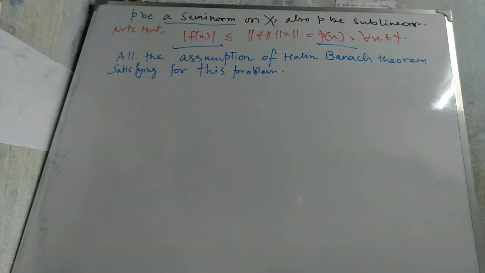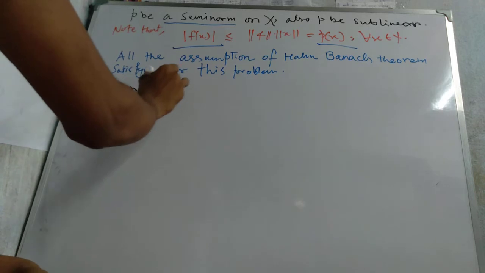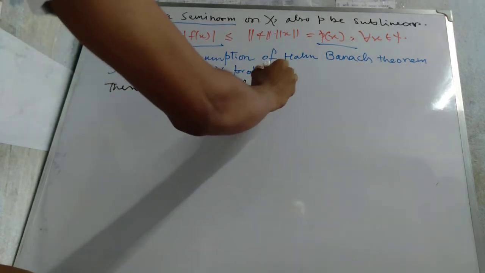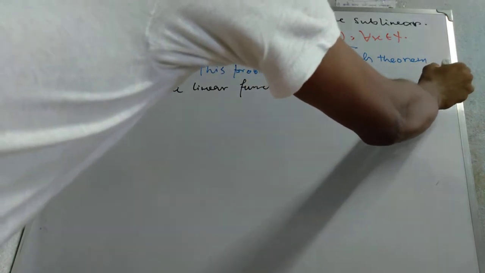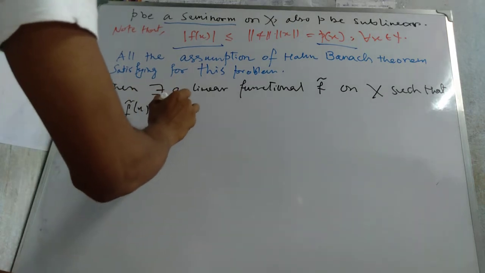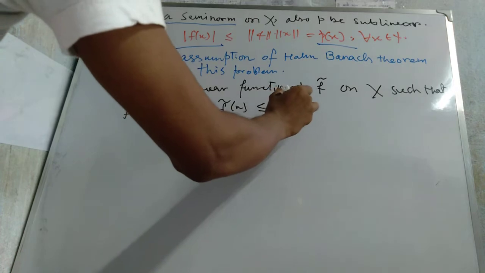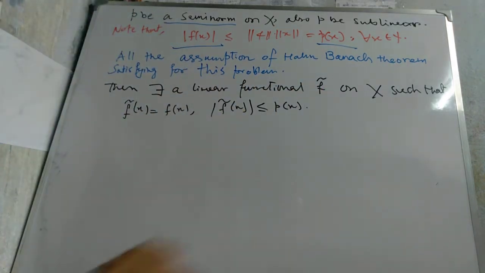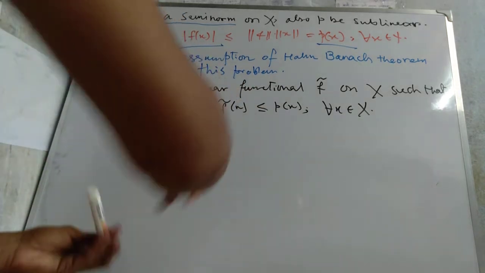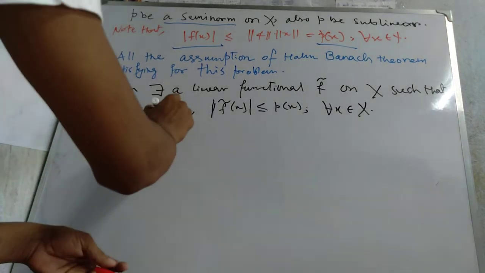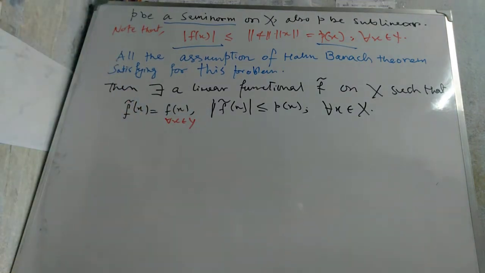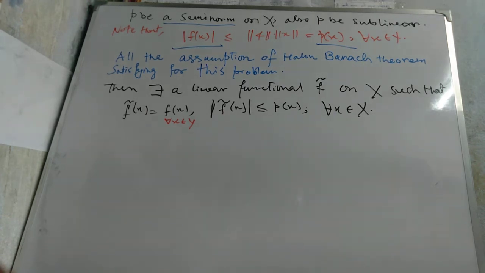Then there exists a linear functional f tilde on X such that f tilde(x) equals f(x) for all x belonging to Y, and f tilde(x) is dominated by p(x) for all x belonging to X, by the Hahn Banach theorem.